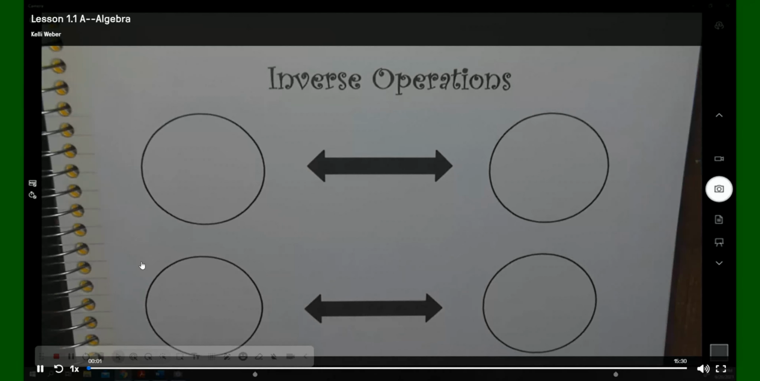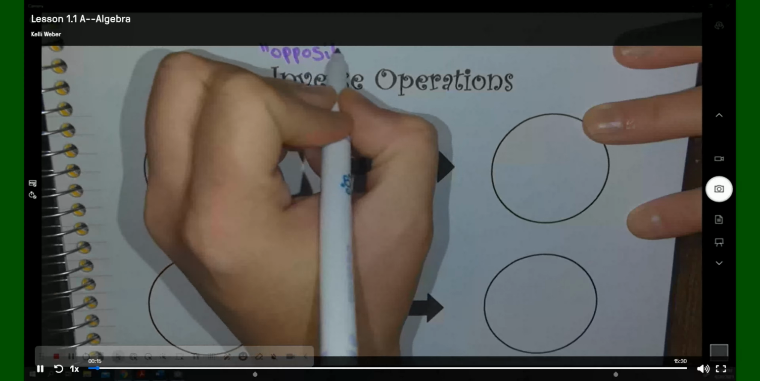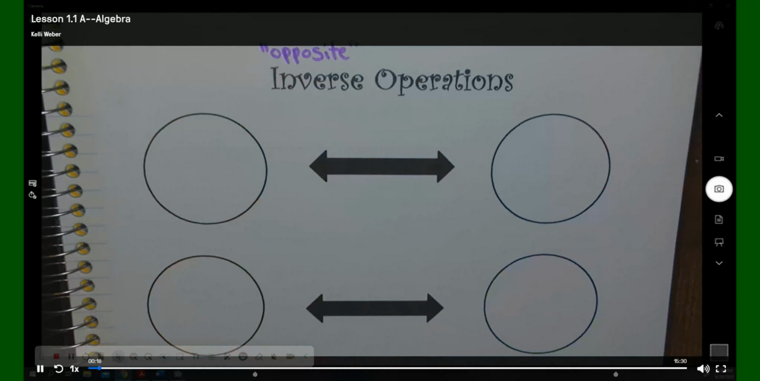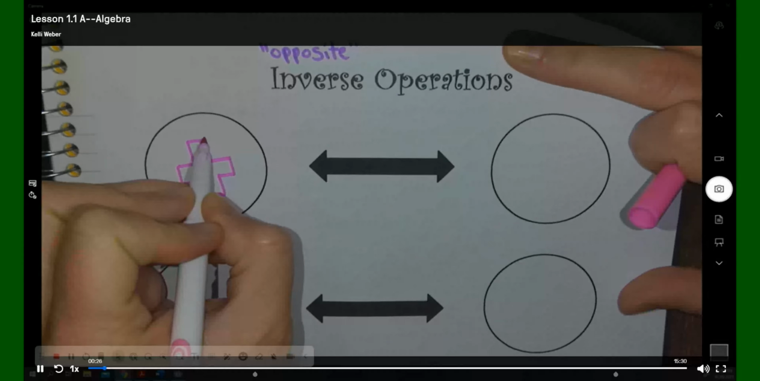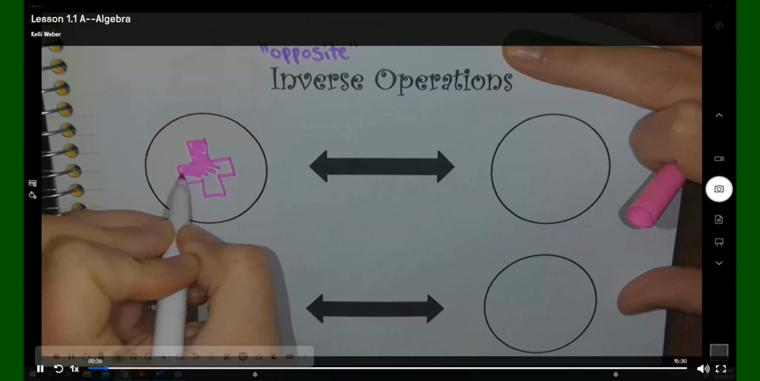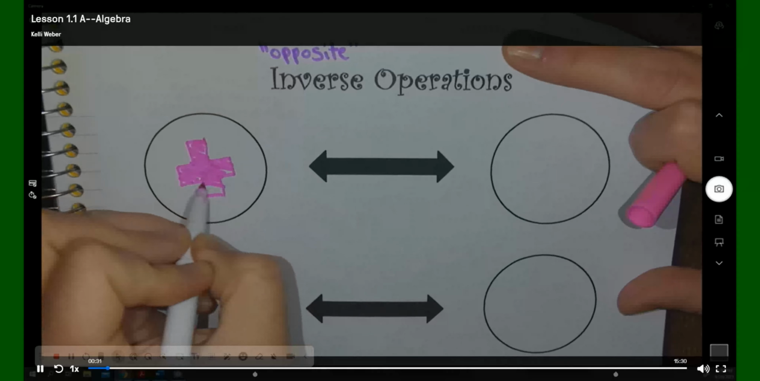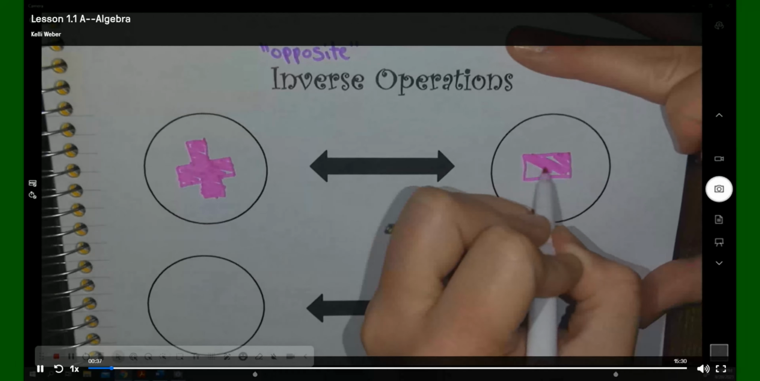This is lesson 1.1a. In this lesson, we're going to be talking about solving equations. But for starters, we're going to talk about inverse operations. And inverse basically means opposite. So we're talking about opposite operations. If we are talking about addition, the opposite operation for addition is subtraction. So basically, subtraction will undo addition, and addition will undo subtraction. So they're opposites of one another.